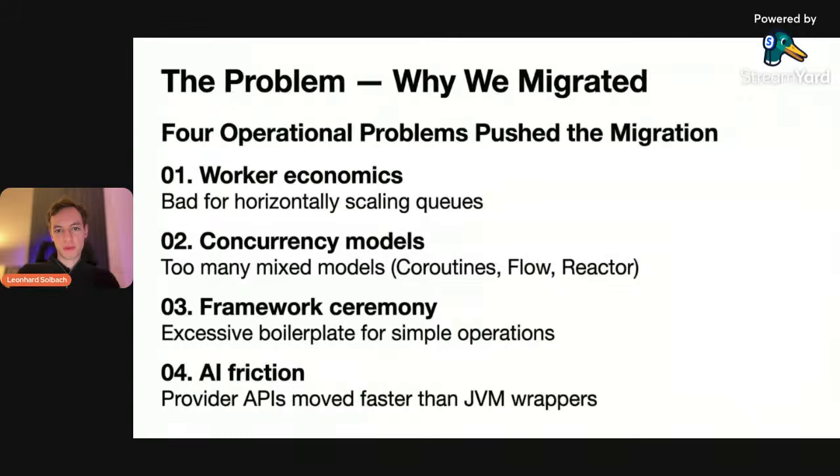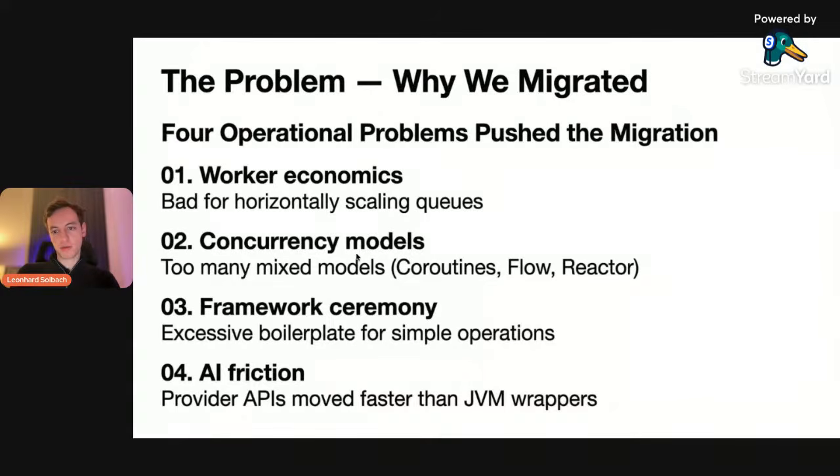So why do we migrate? Of course, I have known Swift for a very long time. I always found the language very interesting when it comes to language features and syntax. But there were basically 4 main pain points. First of all, of course, worker economics. What we were doing with Java was just bad for horizontal scaling. I will get into that later.